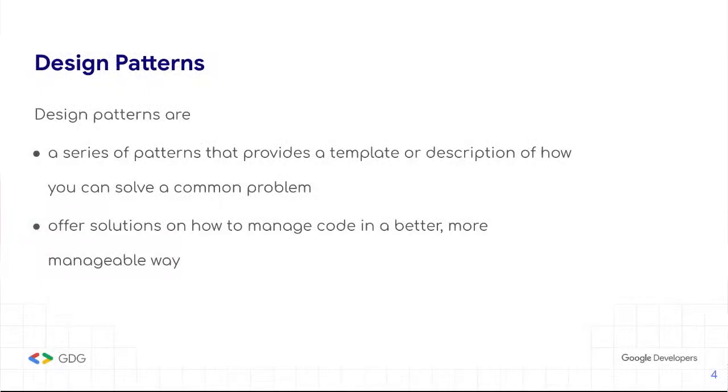Now coming to the design patterns. Design patterns are nothing but series of patterns that provides a template or description of how you can solve a common problem. And this problem is nothing but the object oriented problem. Now, when we talk about a Flutter project and when you talk about sending data from one layer to the other layer, that is from the repository layer all the way back to the UI layer, there is a series of things that happens, right?